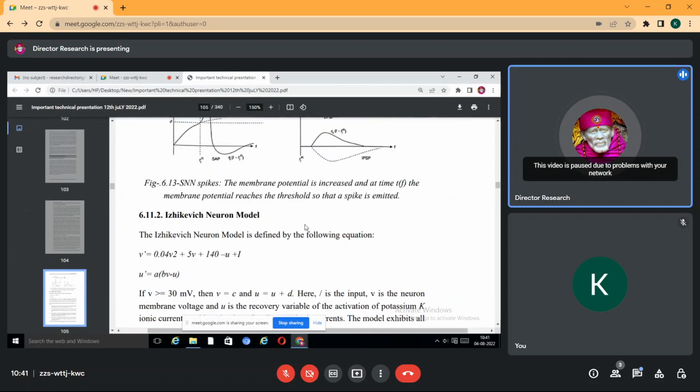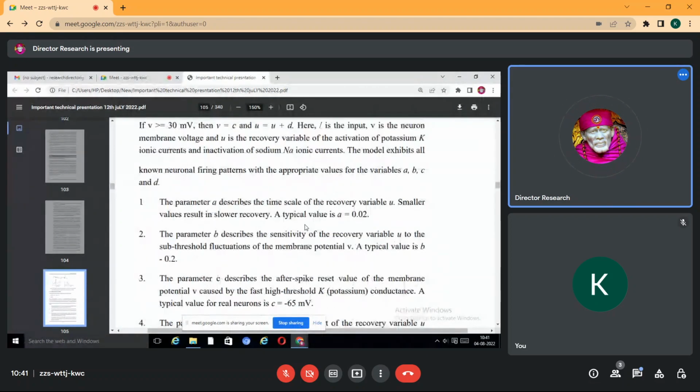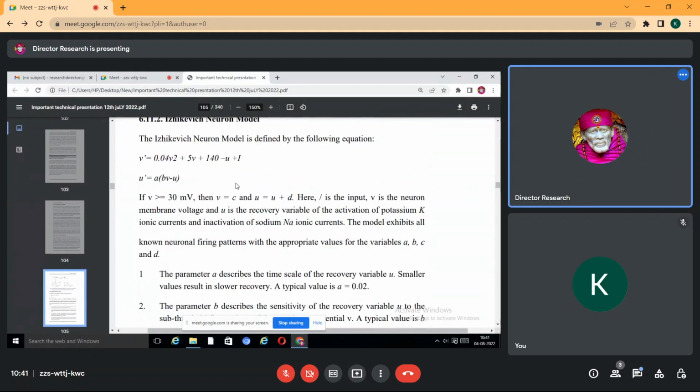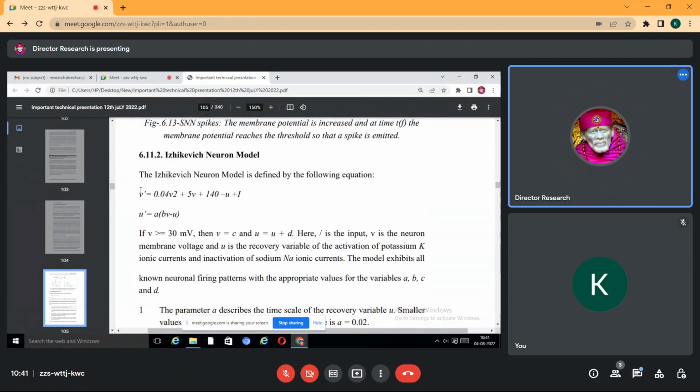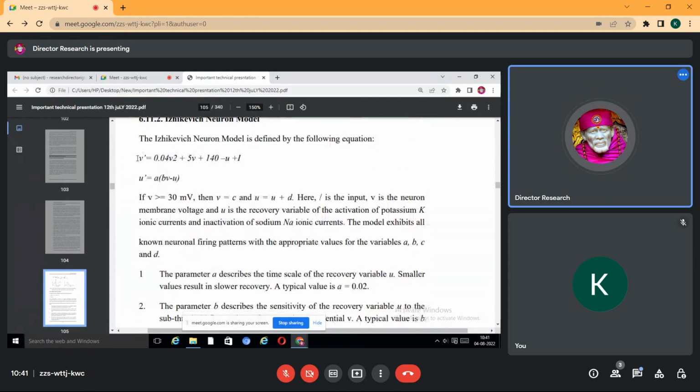One of the neuron model techniques. Observe these equations to understand this: these two equations, V dash and U dash. Just first examine those two equations.